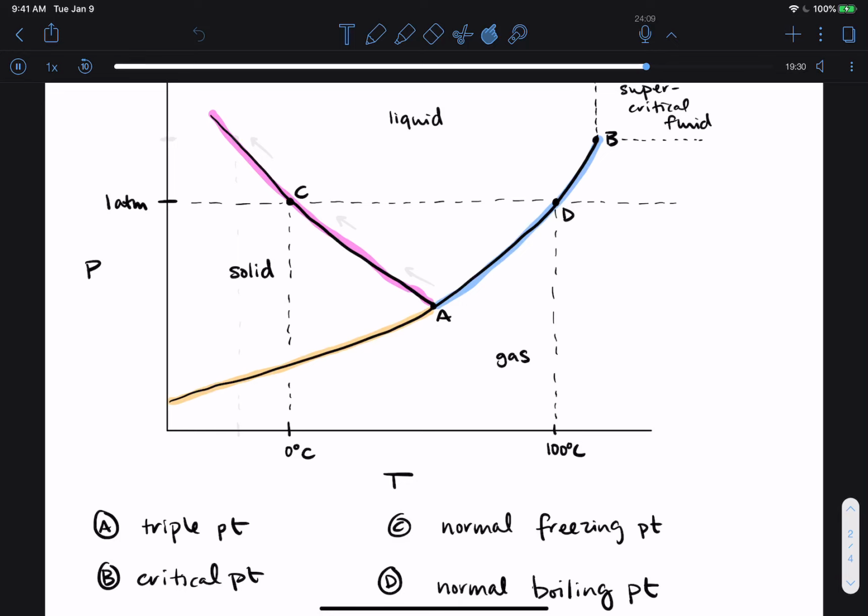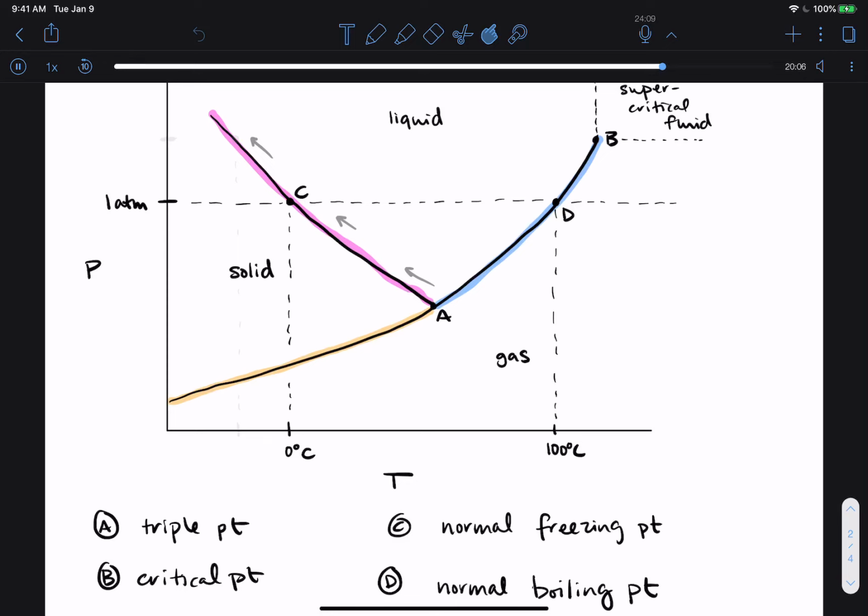And remember, the thing that we were looking for that tells us about the density of the solid compared to the liquid, and how the melting point is affected by the pressure, it's the line that I've highlighted in pink. It is the solid liquid line, and it leans to the left, right? So if we're looking from A through C going in this direction, my line leans to the left.